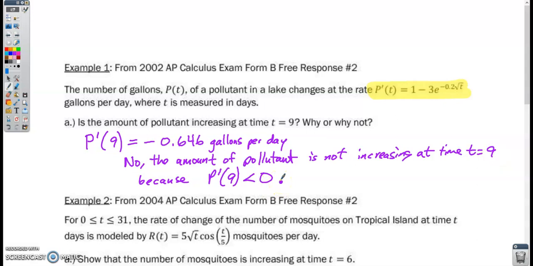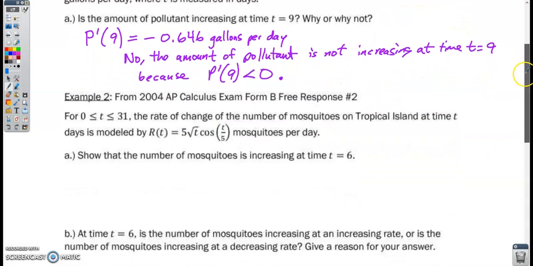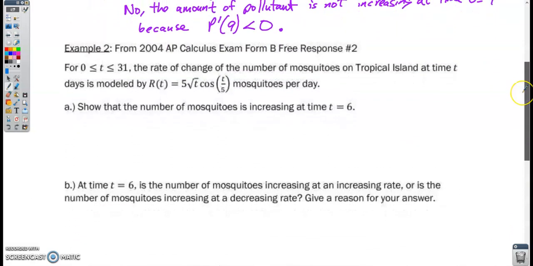Okay. All right. Example 2 from the 2004 AP Calculus exam, Form B, free response number 2. Again, this is a calculator active question. For time 0 to 31, the rate of change of the number of mosquitoes on a tropical island at time t days is modeled by r of t equals 5 square root of t cosine of the quantity t over 5 mosquitoes per day. Part A, show that the number of mosquitoes is increasing at time t equals 6.